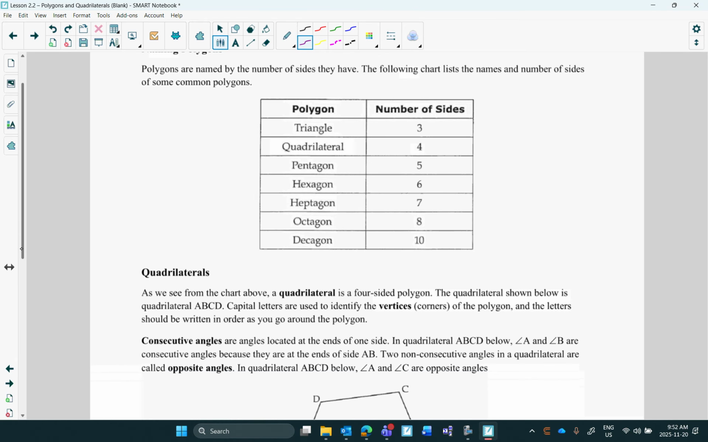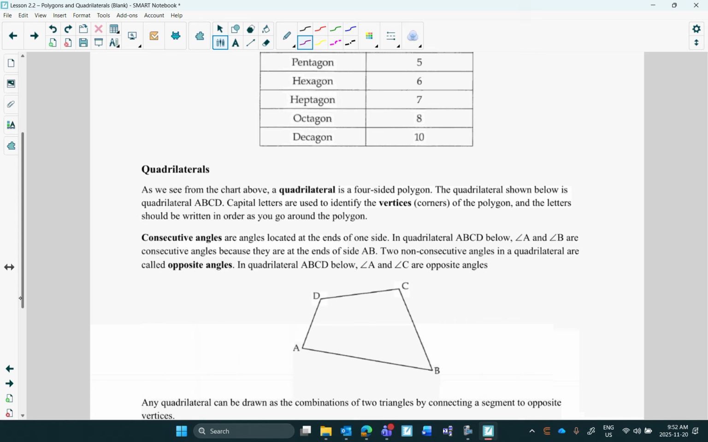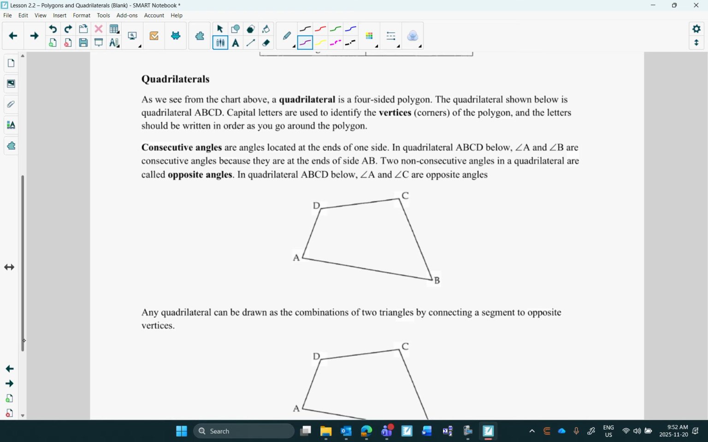So quadrilaterals, as you can see from the table, it is a four-sided polygon. And there are many different types of shapes it can take, a four-sided polygon. And depending on the shape the quadrilateral takes, we give it specific names. So for example, this one here is a quadrilateral. It's not any kind of specific shape. You can't really say anything about the sides or the angles, nothing yet. So it's just kind of a general quadrilateral.